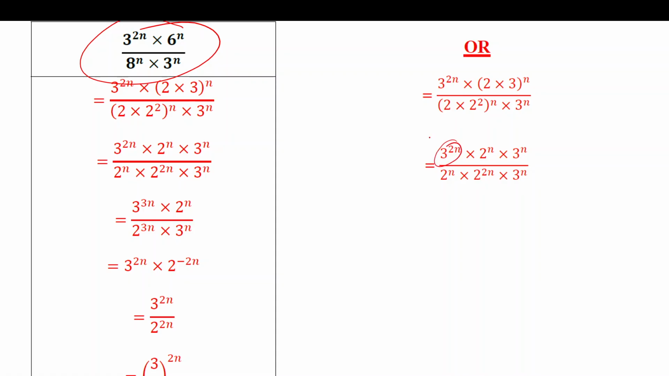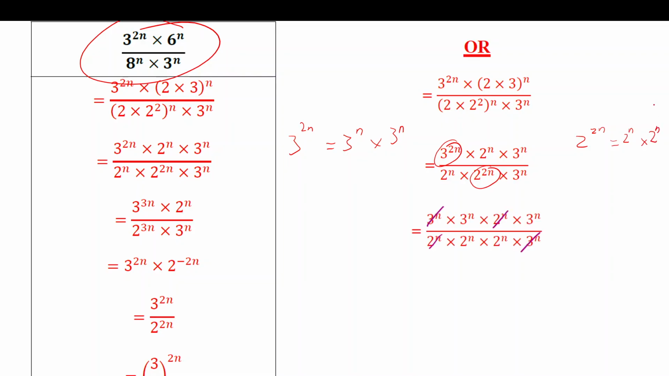this 3 here could be broken down into, so 3 to the 2n could be broken down into 3n times 3n. Okay? Because we're going backwards with index law 1. Now this is, again, completely optional. And this here, 2 to the 2n, could be written down as, hopefully you've guessed it by now, 2n times 2n. So that's what I've done here.